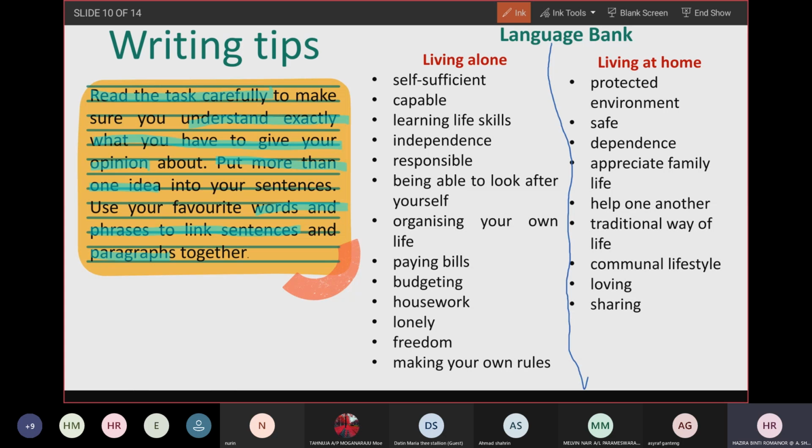Alone or family? Alone. Sebab? Because I don't tak berkongsi tempat lagi dengan adik-beradik. Okay, thank you. Alicia wanted to live alone because she doesn't want to share anymore with her siblings.